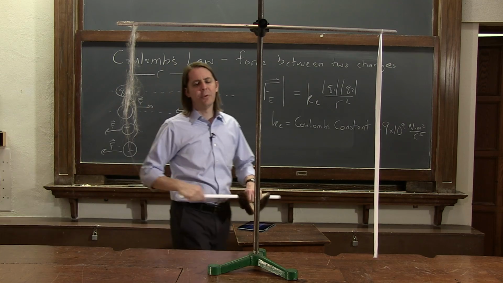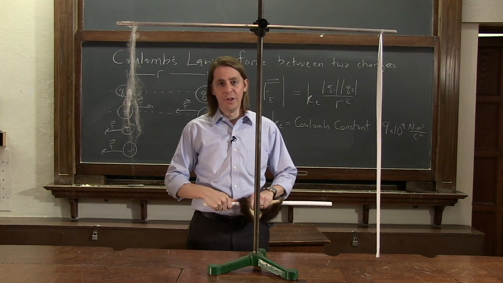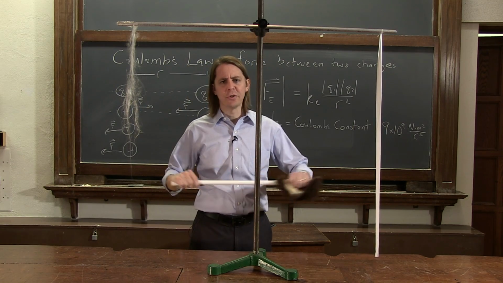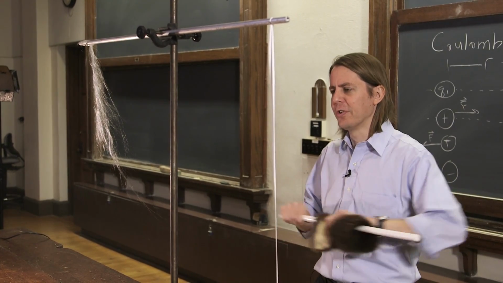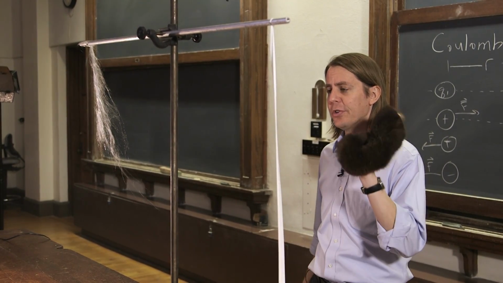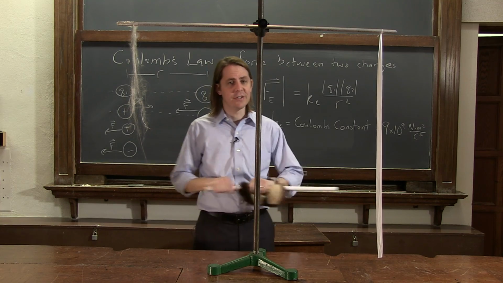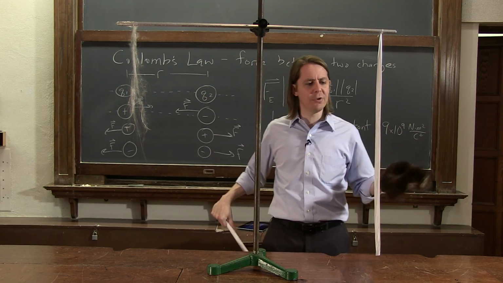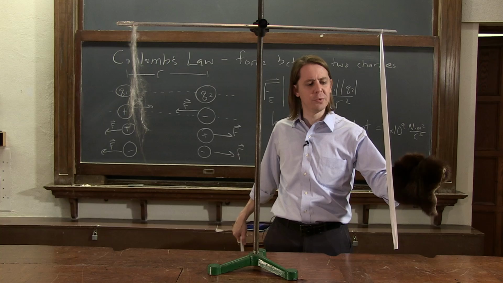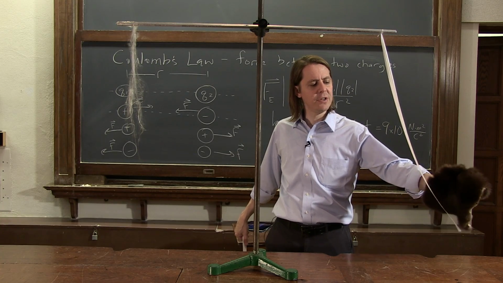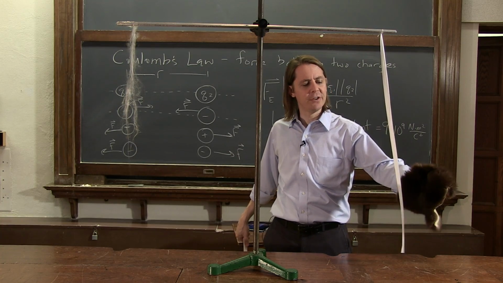We can also use this demo to show that charge is conserved. When I rub, I'm actually transferring charge. We're not creating charge, we're transferring charge. So that means the fur should come out positive. If the fur comes out positive, it should attract the tape. So let's check. It's not nearly as strong an effect because the fur doesn't hold the charge well. But there you go. You can clearly see the negative tape is attracted to the positive fur.